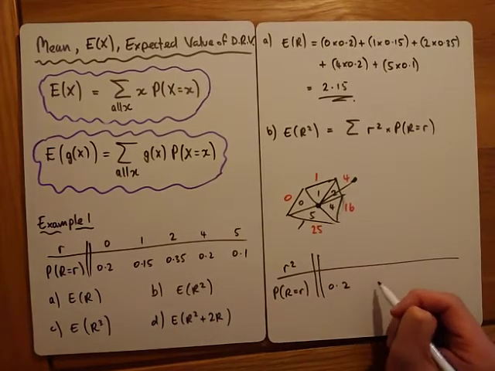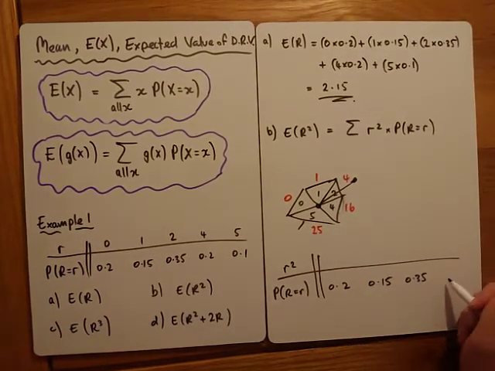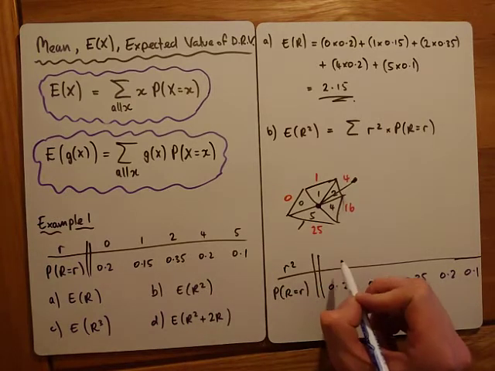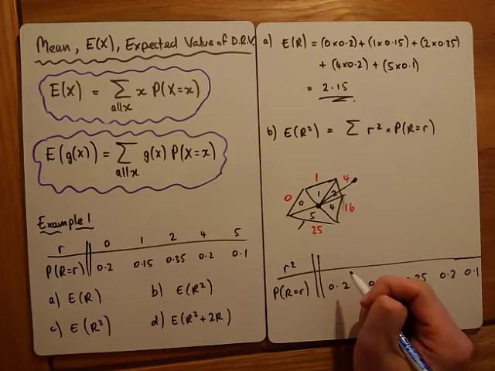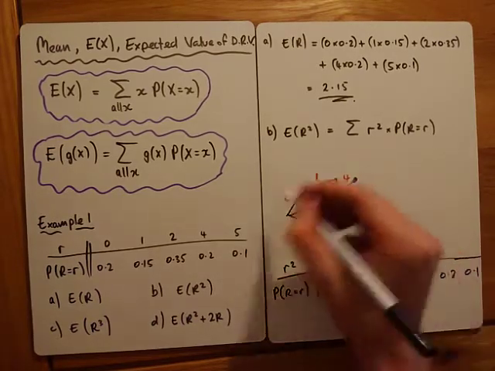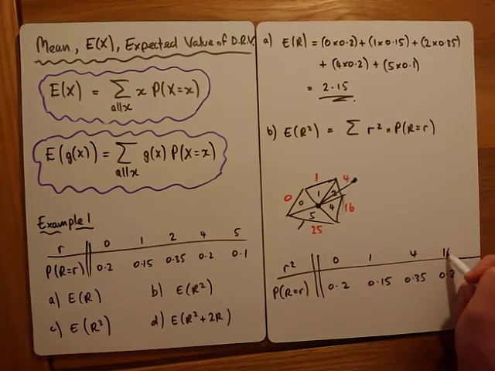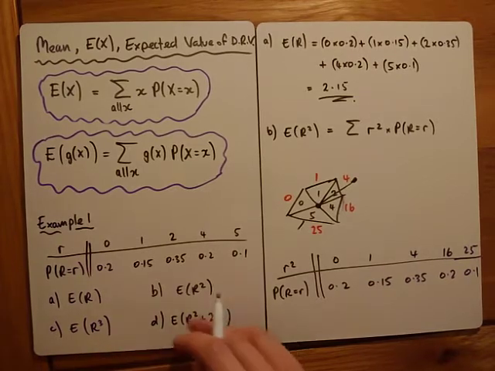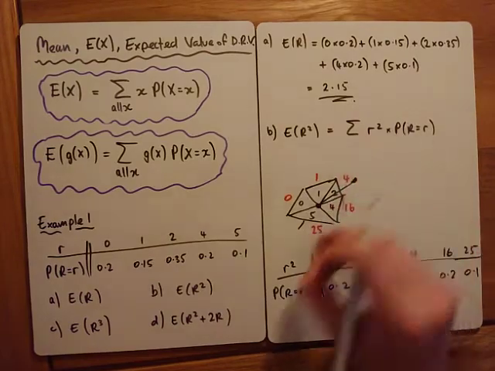Like that would still be 0.2, that would still be 0.15, that would still be 0.35, that would still be 0.2, and that would still be 0.1. Okay, but the actual outcomes from the distribution have changed. Like r was 0, 1, 2, 4, or 5, but now r squared, the spinner, it could give you a 0, it could give you a 1, it could give you a 4, it could give you a 16, it could give you a 25. Okay, so when this function changes, the associated probabilities stay the same. Like the spinner itself didn't change, but the outcomes on that spinner did change.